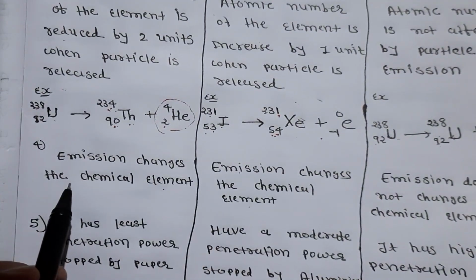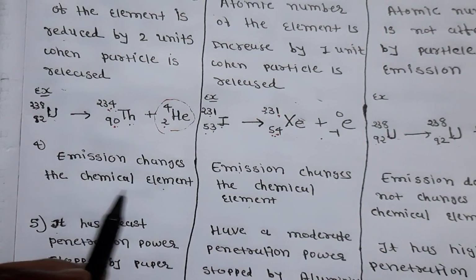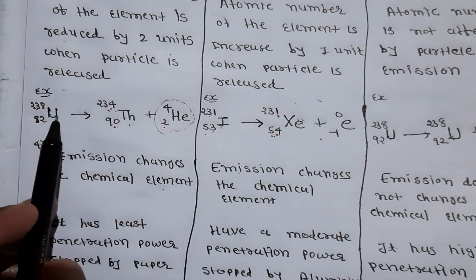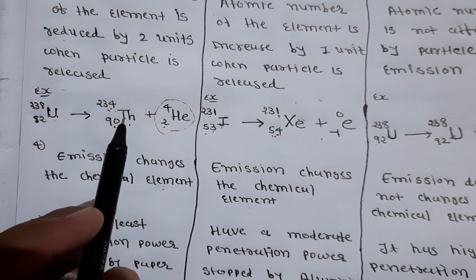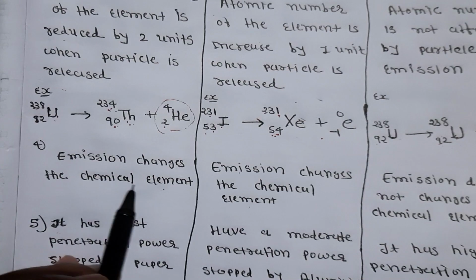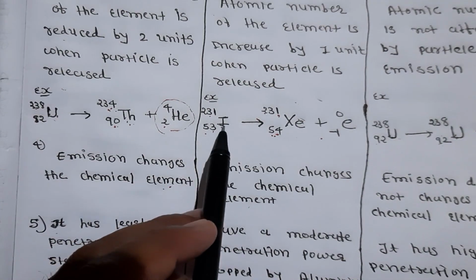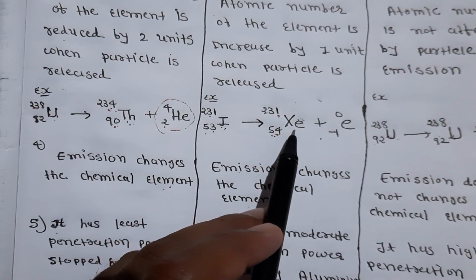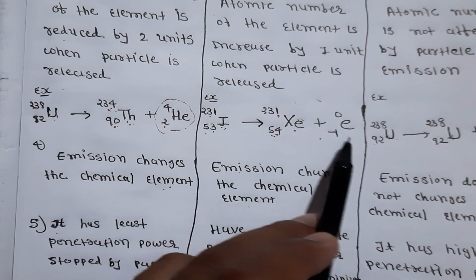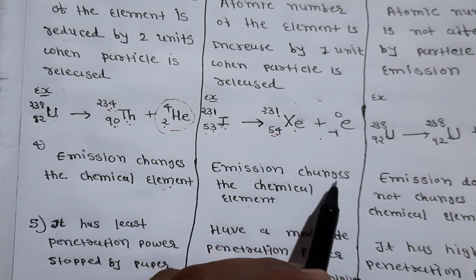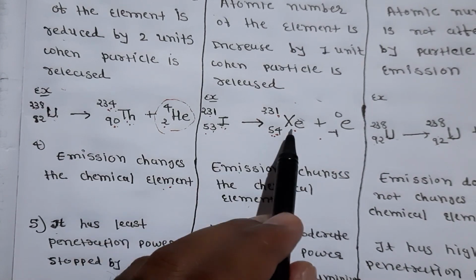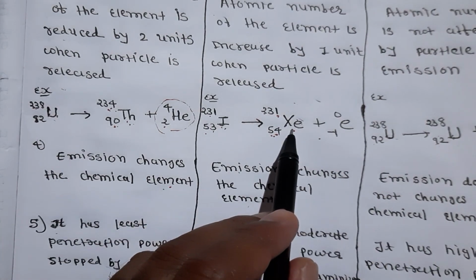In alpha decay, emission changes the chemical element. Here the parent element is uranium but the daughter element is thorium. That means there is a change in the chemical element. Same as in beta emission, the parent nuclei is iodine but the daughter nuclei is different after beta decay. That means after emission the chemical identity is changed, iodine converted into xenon.